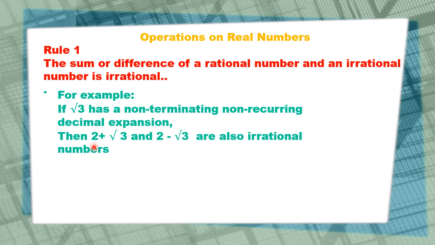Why is it a rational number? As we have already discussed previously, all whole numbers come under the category of rational numbers. Root 3 is an irrational number, and the operation over here is sum, addition. And in the next example, 2 minus root 3, the operation carried out is difference, which is subtraction. Hence, the solutions of 2 plus root 3 and 2 minus root 3 are irrational. This is a rule.